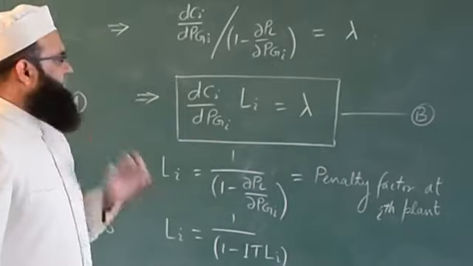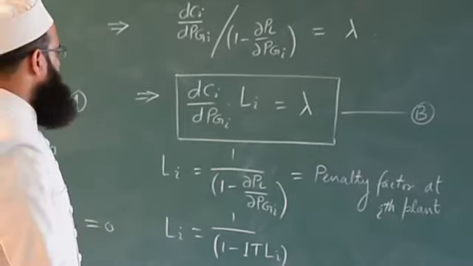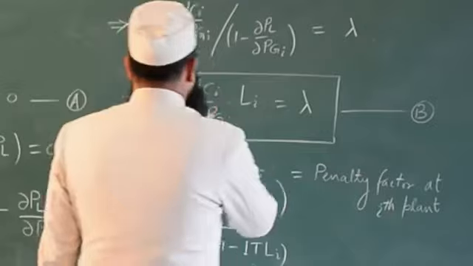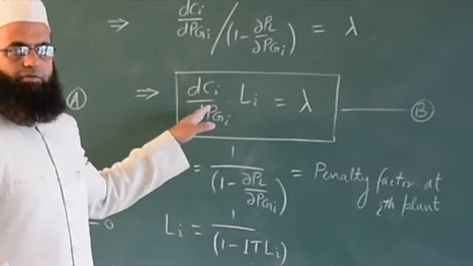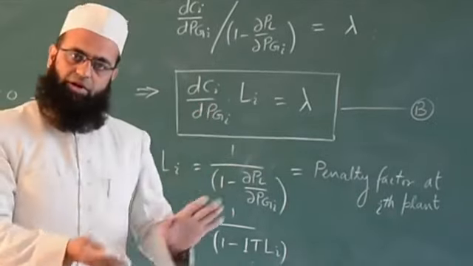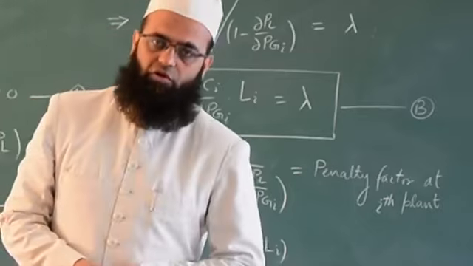What is dCi upon dPGi? Incremental fuel cost at the receiving end of the ith plant, corresponding to the ith plant, but here we are considering the transmission losses also.